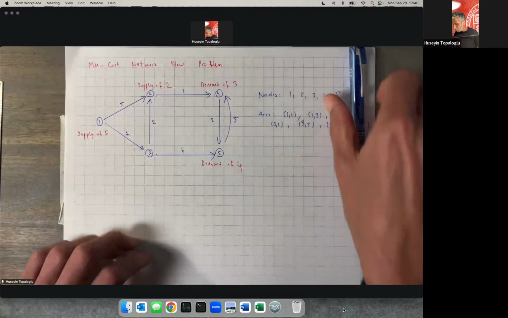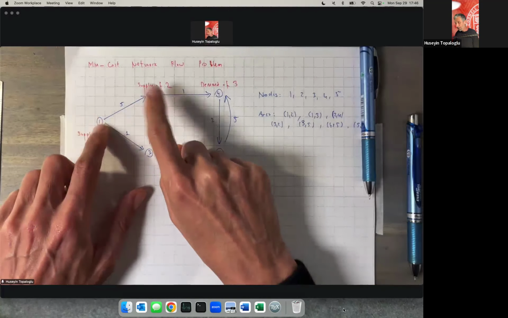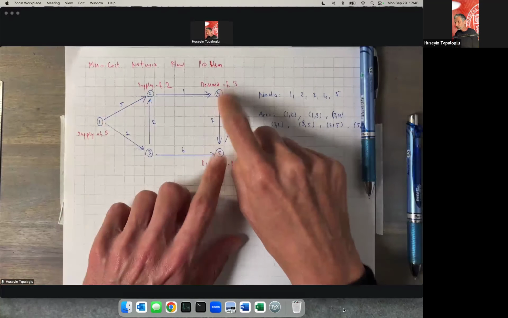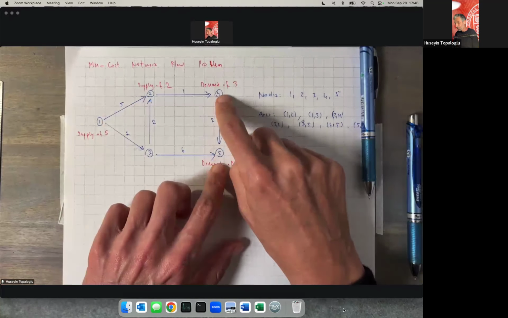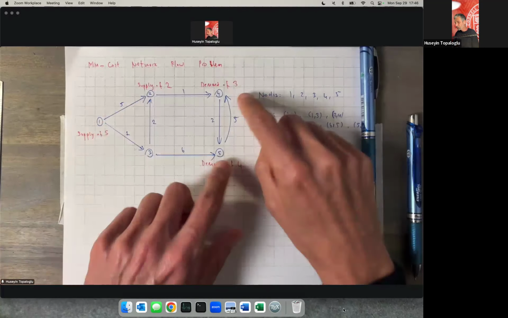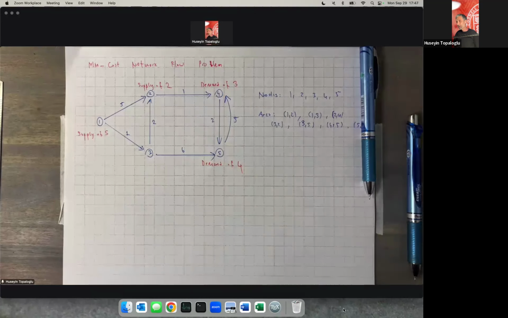And our goal is to figure out how to transport the supply of material from the supply nodes to satisfy the demand for the material at the demand nodes, such that we do not violate the supply availabilities at the supply nodes, such that we satisfy the demand requirements at the demand nodes, and also such that we minimize the total cost of the shipments. So that is what a minimum cost network flow problem is.